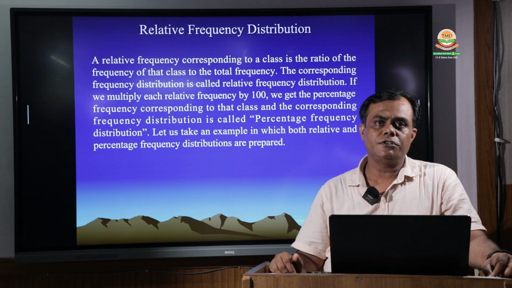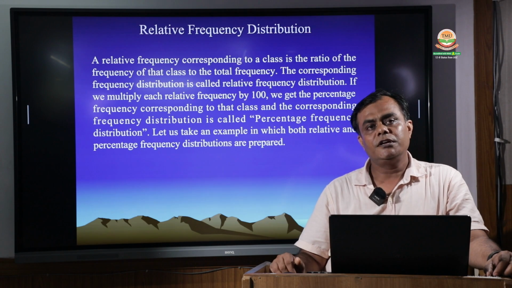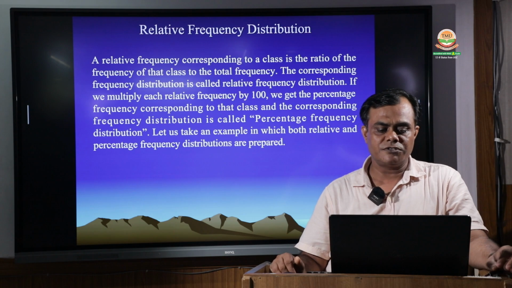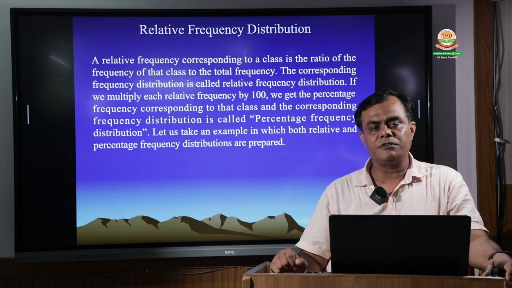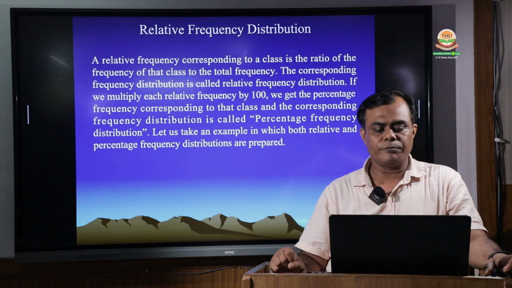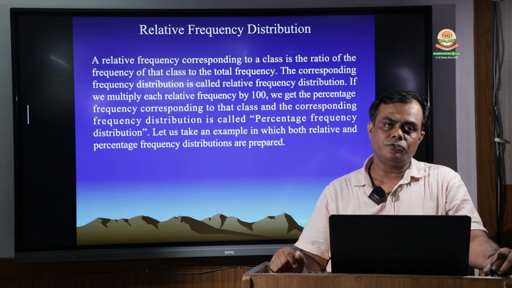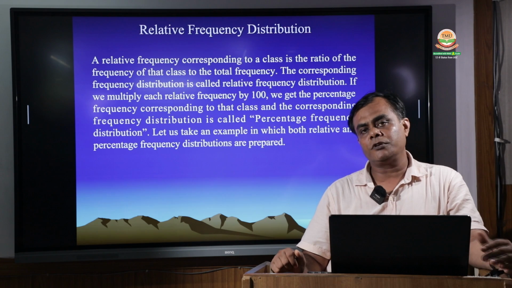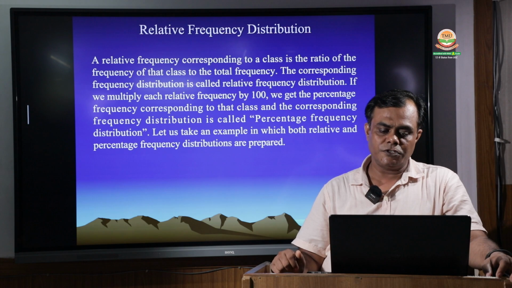The relative frequency corresponding to a class is the ratio of the frequency of that class to the total frequency. The corresponding frequency distribution is called a relative frequency distribution. If we multiply each relative frequency by 100, we get the percentage frequency corresponding to the class, and the corresponding distribution is called a percentage frequency distribution. So relative frequency distribution is also known as percentage frequency distribution.